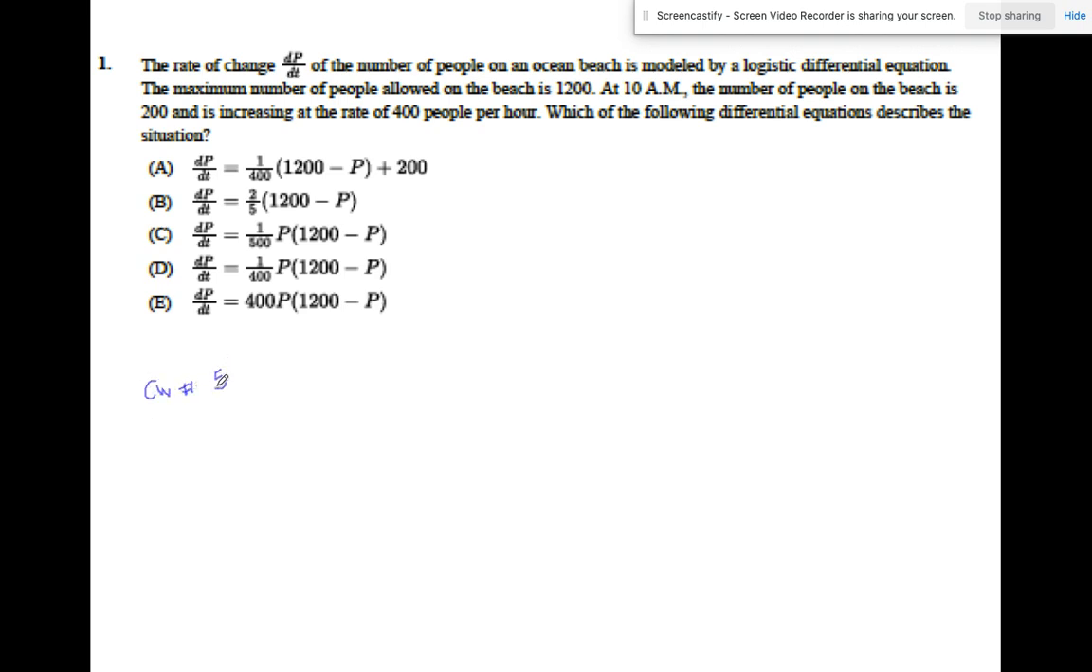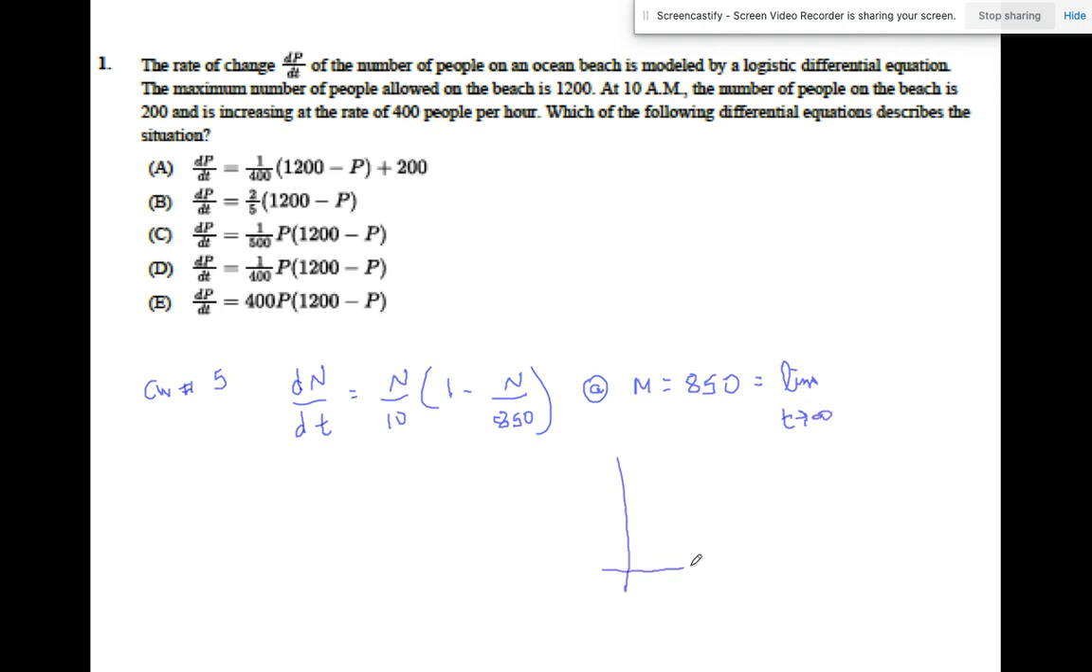Classwork number 5 says I have a logistic equation, rate of change of something called N with respect to time is equal to N over 10 times the 1 minus P over M form. So do you see what M is? M is equal to 850, right? So isn't that the answer to A? Your carrying capacity is the limit as t goes to infinity of your S curve. Here's 850.